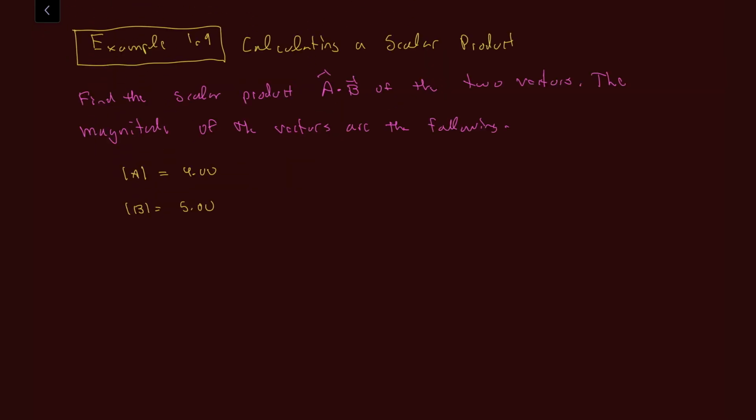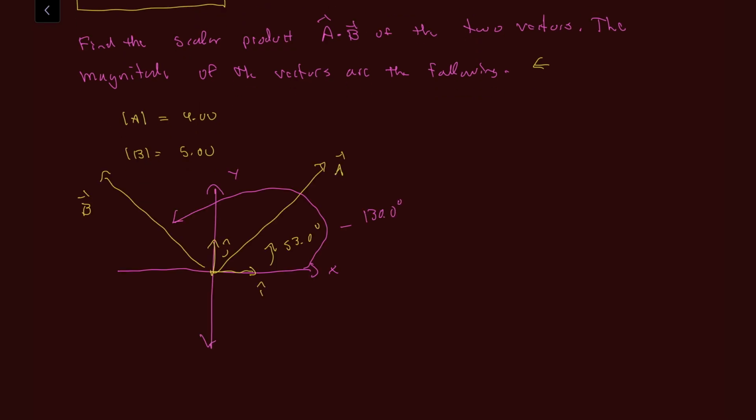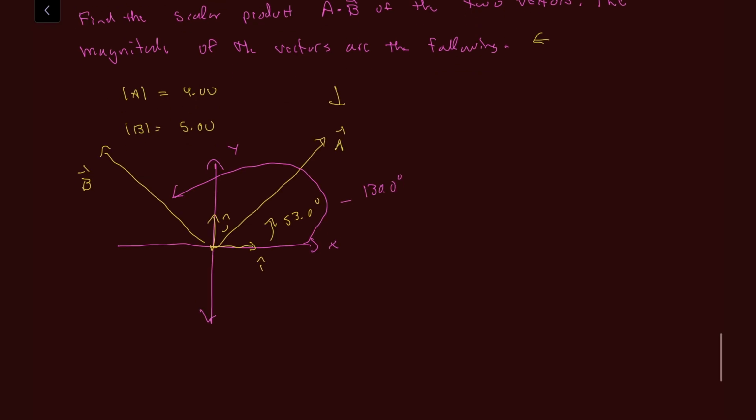Okay, so here we are. Example 1.9. Find the scalar product A dot B of the 2 vectors, and their magnitudes are given as follows. The magnitude of A is 4, the magnitude of B is 5. And here are the vectors. We have vector A here, vector B here. Vector A makes an angle of 53 degrees with the x-axis, and vector B makes a counterclockwise angle of 130 degrees with the x-axis.